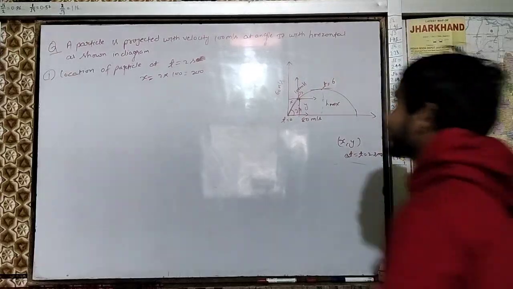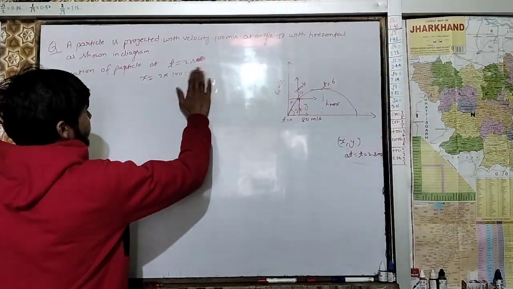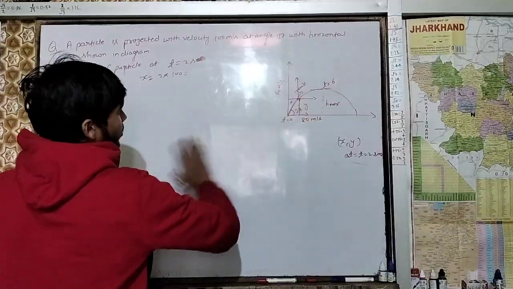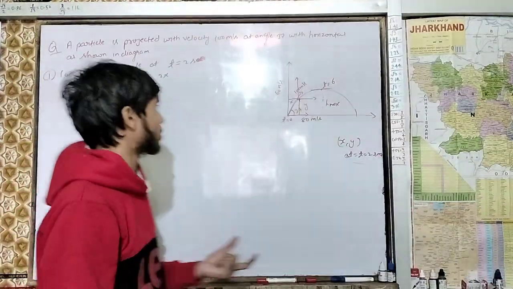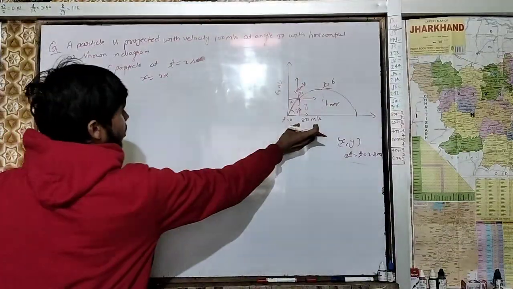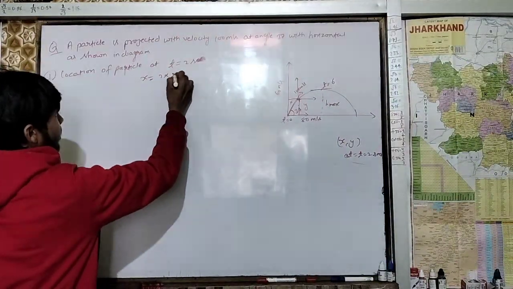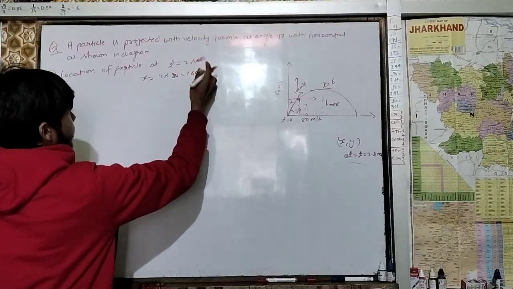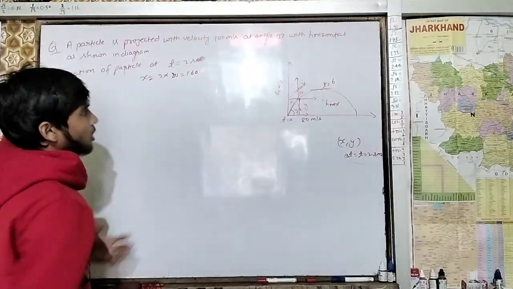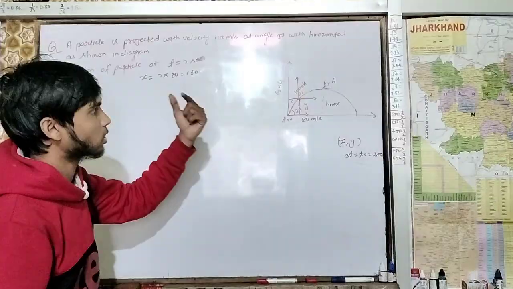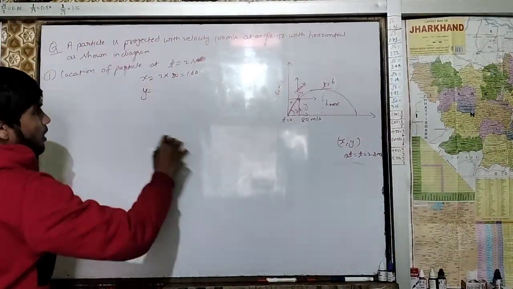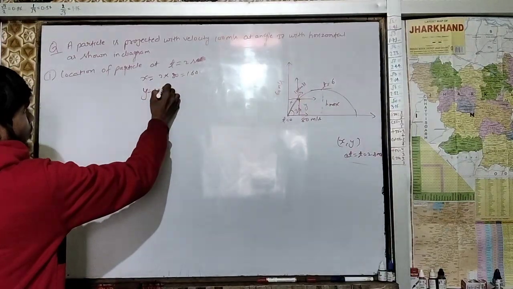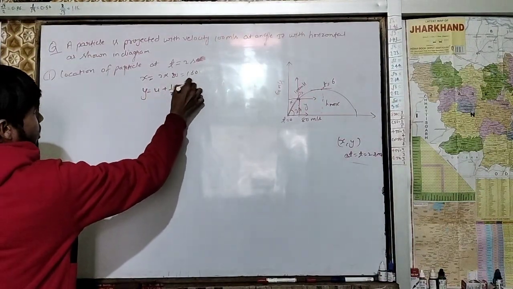But remember, here we are not talking about the initial velocity, we are talking about the horizontal. So the horizontal initial velocity is 80. This will become 160 meters. It is the range. This is the range, so you can say Rx. Now y will become the displacement, which is ut plus half at square.